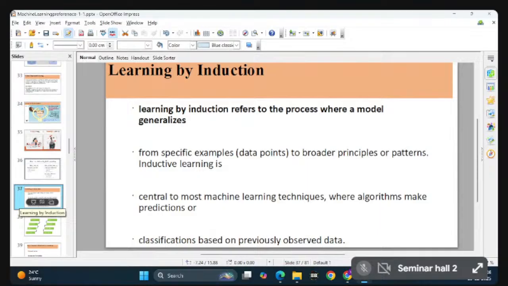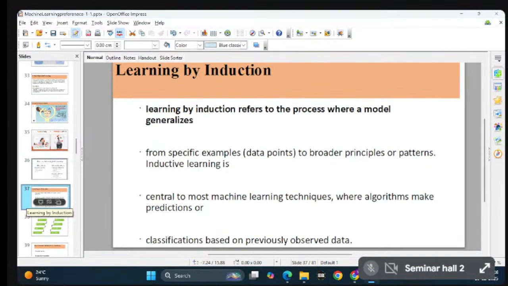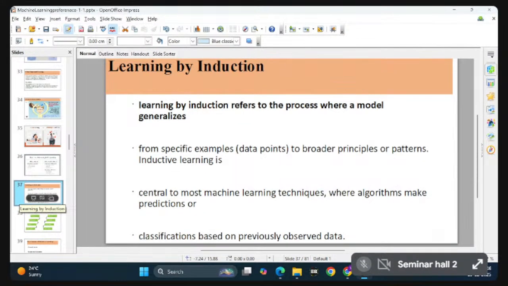Today in the first hour of class we have learned about what is ML, supervised learning, unsupervised, reinforcement, semi-supervised, rote learning, inductive learning.